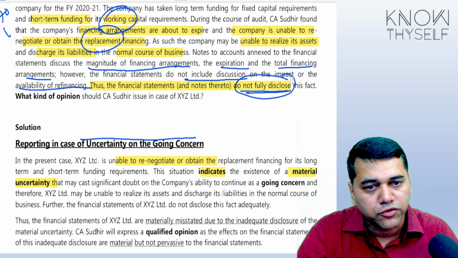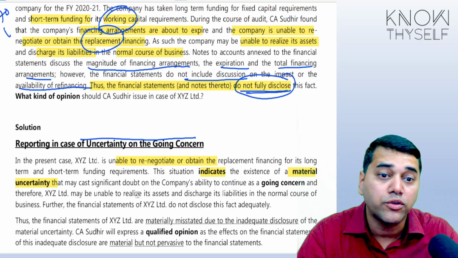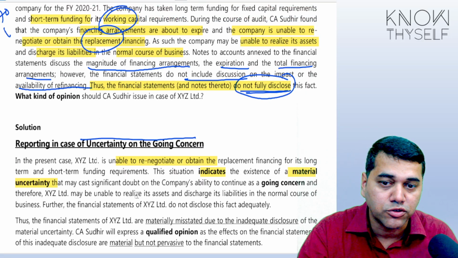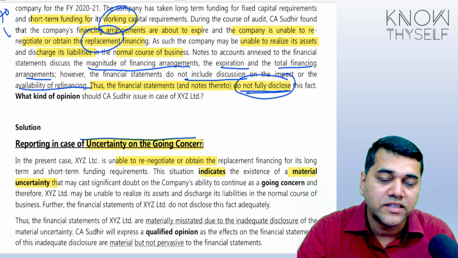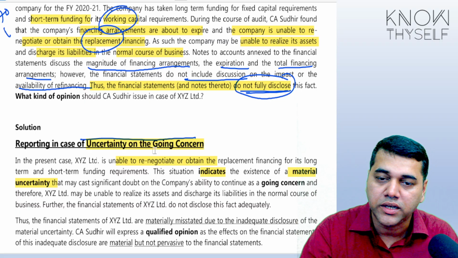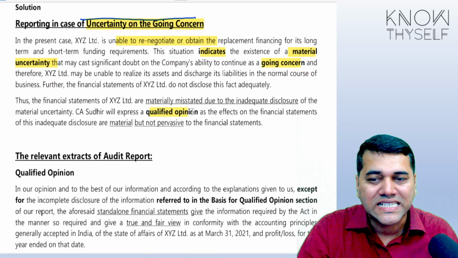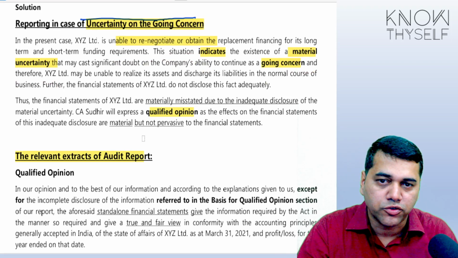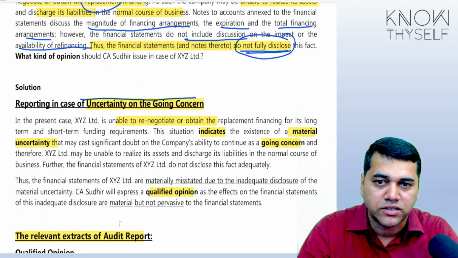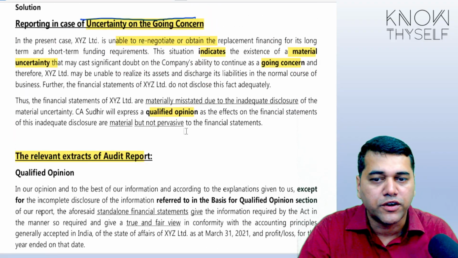The financial statement is not fully disclosing. So what are you going to give? You are going to give the qualified opinion, because we understood that if the material uncertainty is there and the management has not disclosed properly, we are going to issue the qualified opinion. So, extract of the qualified auditor's report. This is what they can ask you in the examination. What kind of opinion? You said qualified opinion.